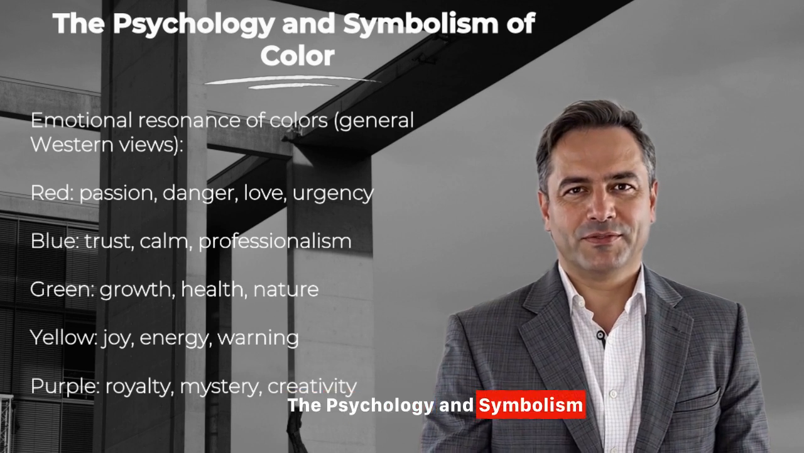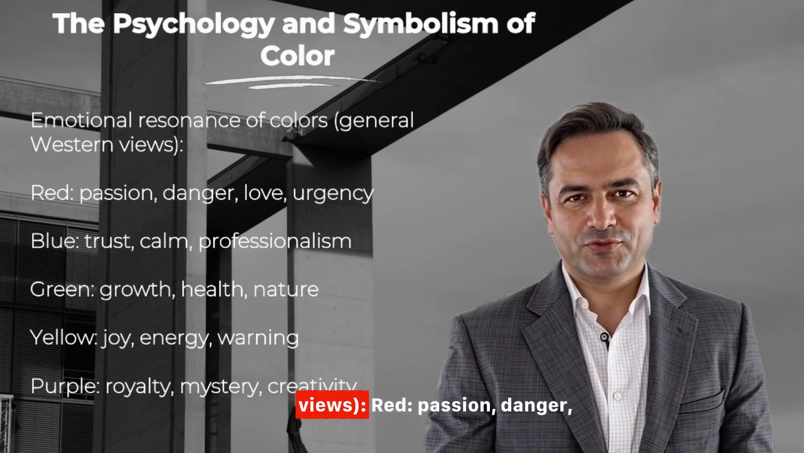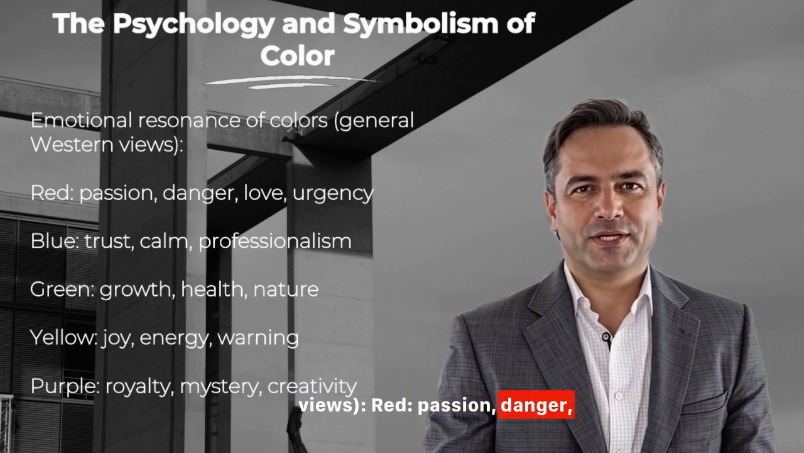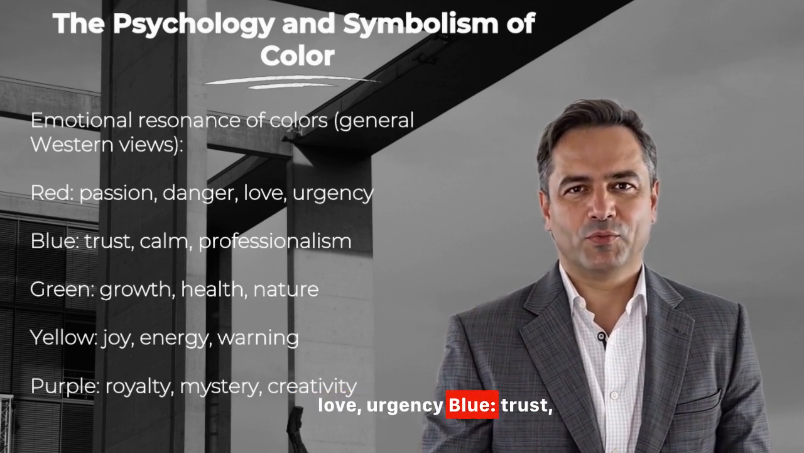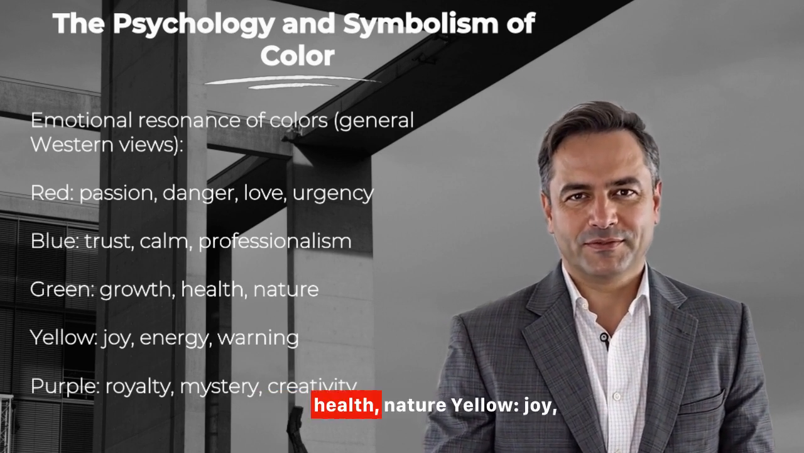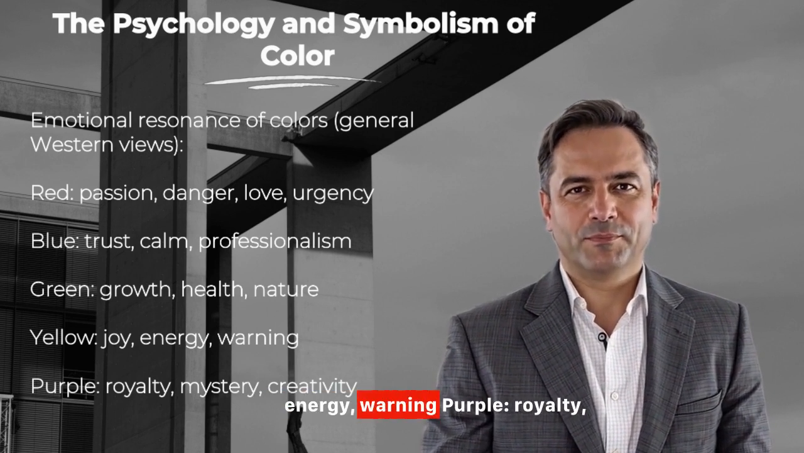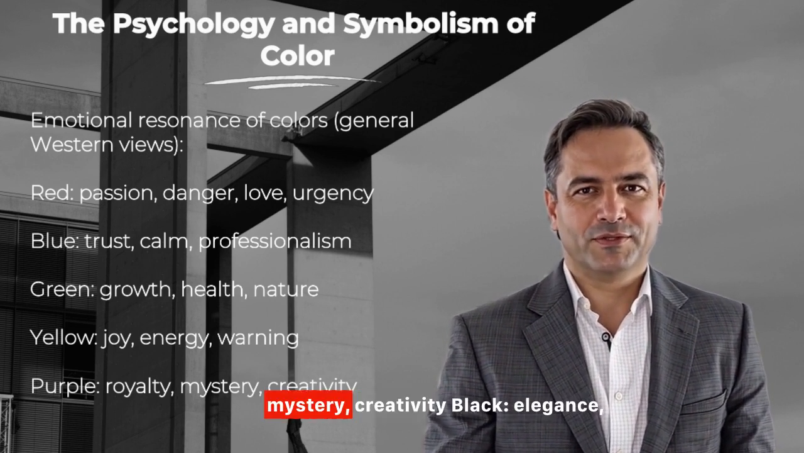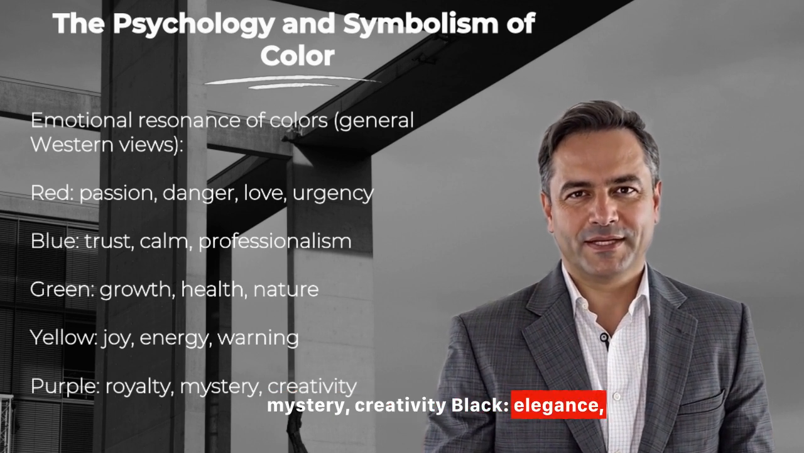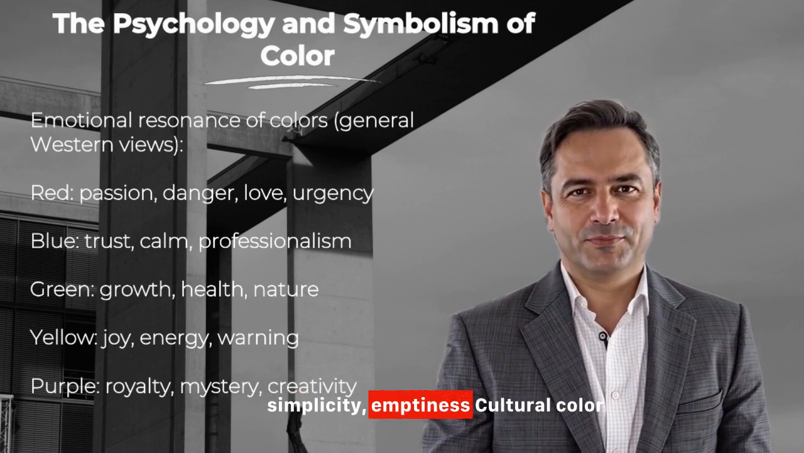4. The psychology and symbolism of color. Emotional resonance of colors, general Western views. Red: passion, danger, love, urgency. Blue: trust, calm, professionalism. Green: growth, health, nature. Yellow: joy, energy, warning. Purple: royalty, mystery, creativity. Black: elegance, power, mourning. White: purity, simplicity, emptiness.